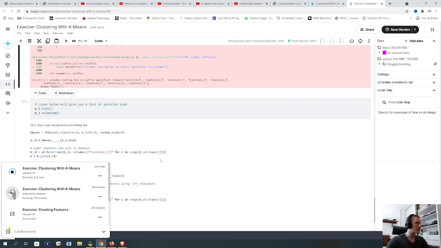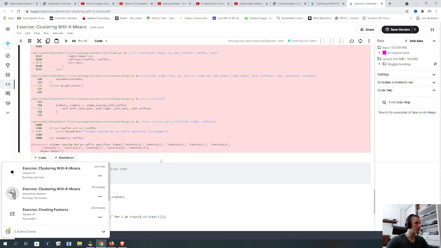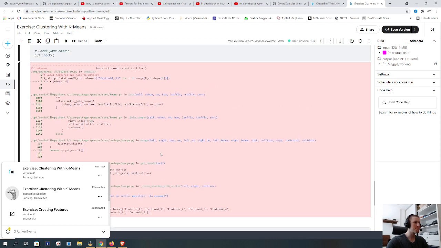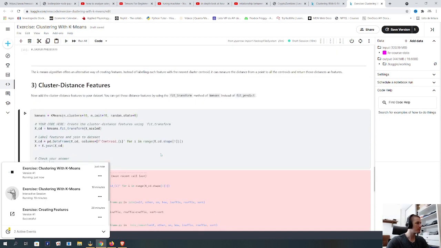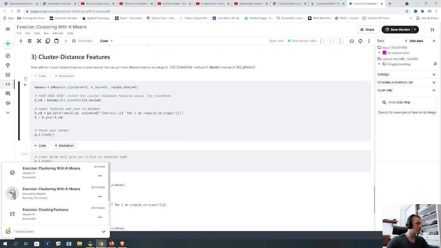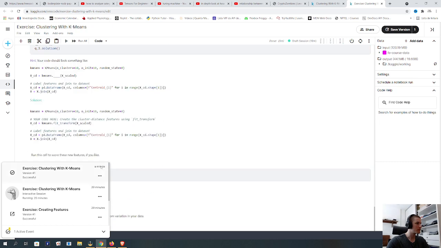Columns overlap and no suffix specified. I guess this is the part that's wrong, probably. Yeah, I have no idea.